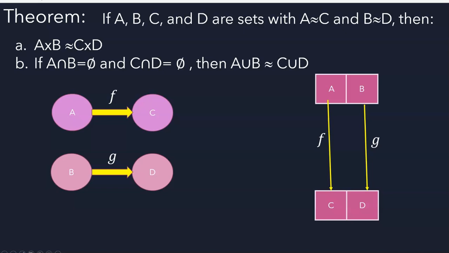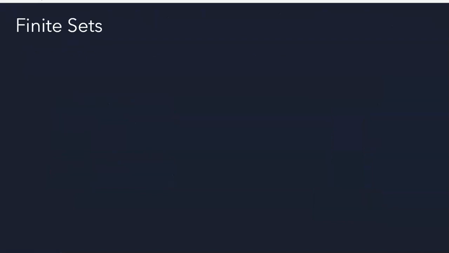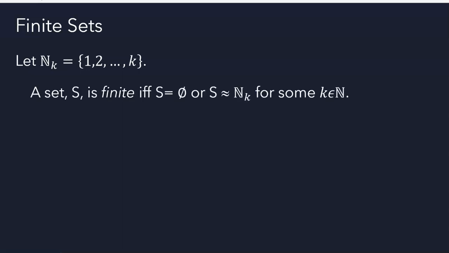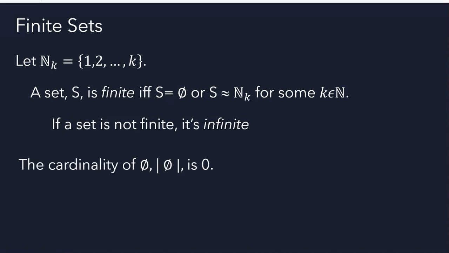So now that we've got that, let's start with our definitions of finite sets. We need a canonical, a basic finite set. Let N sub k equal the numbers 1 through k. This is a finite set. A set is finite if it's equal to the empty set or it's equivalent to one of these N sub k's. If a set is not finite, it's infinite. Cardinality: the cardinality of the empty set is 0 because there's nothing in there, and the cardinality of N sub k is k. So let's start building up some theorems.